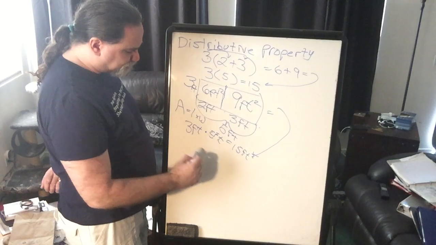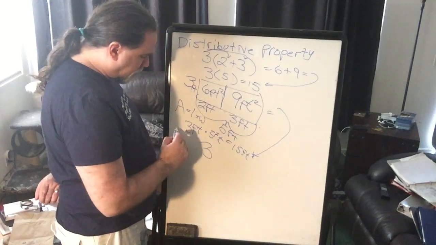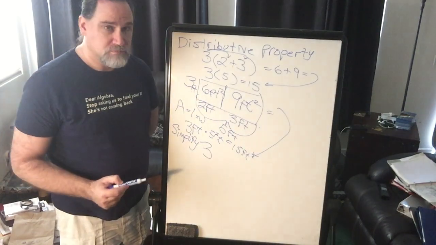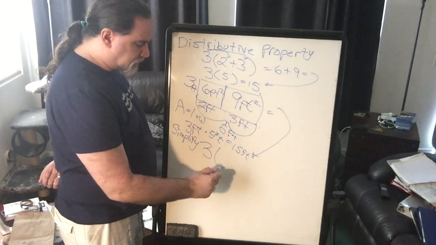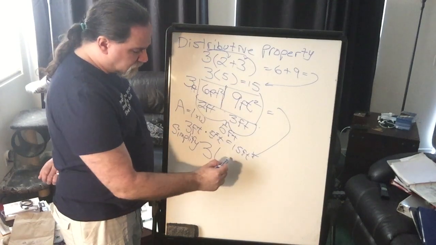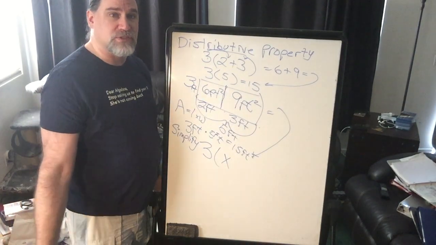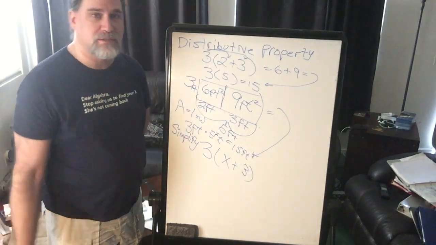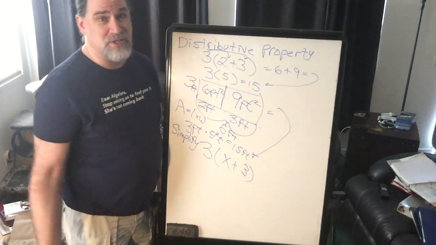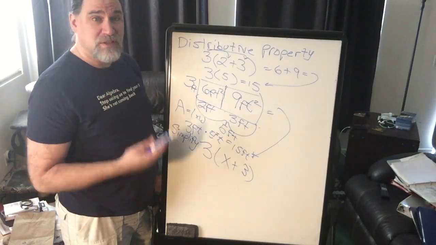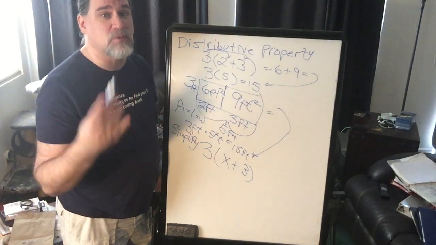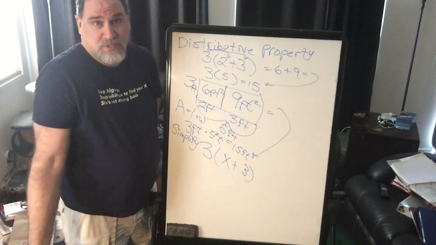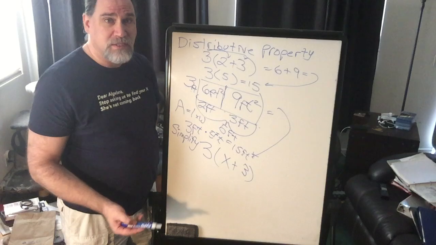Because what if we were telling you to simplify, not solve, simplify 3 times, instead of that 2, what if it were a variable? What if it were x? Everything else is the same, now what? I don't know what x plus 3 is, and neither do you, unless somebody comes along and says, hey, by the way, x equals 2 or 5 or 100. You don't know what x plus 3 is because you can't. That's the whole point. It's a variable.